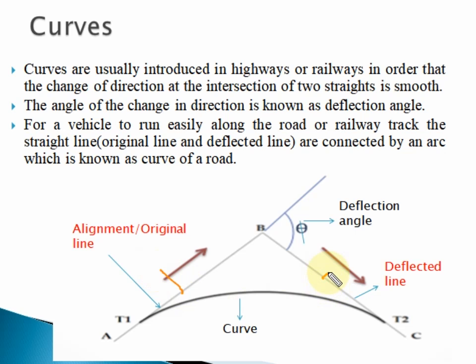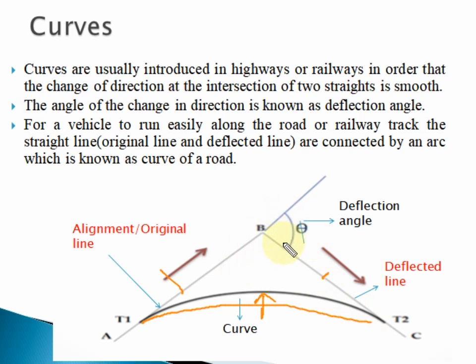The original line and the deflected line are connected by an arc. So it is connected by an arc. This curve is known as the curve of a road. So this is the curve of the road. So here is the alignment or original line, and this is the deflected line. So this angle is the deflection angle.